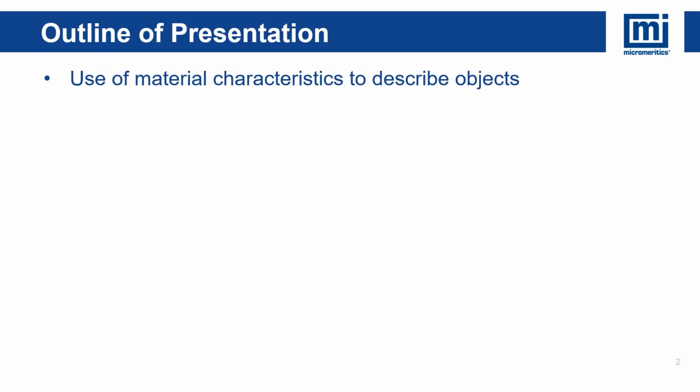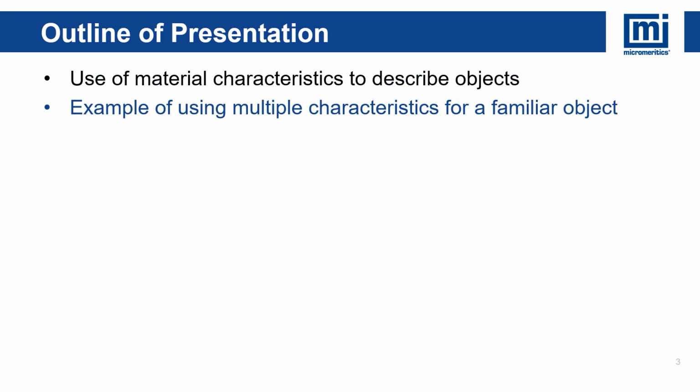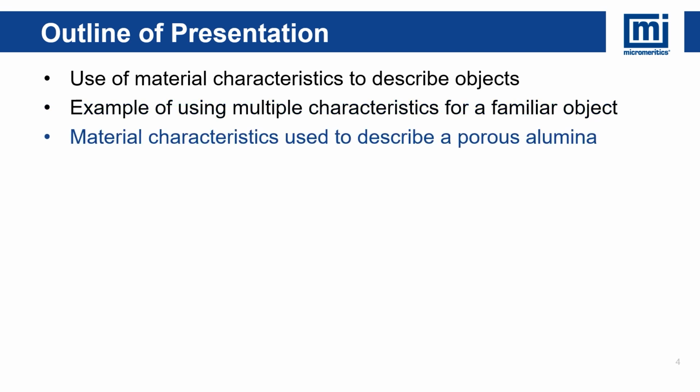First, I'd like to provide a brief outline of today's presentation. We're going to spend time talking about the use of material characteristics to describe objects. As an example, we'll provide multiple characteristics for an object that's familiar to all of us. Then we will look at various material characteristics that can be used to describe a porous alumina. This particular alumina is often used as a catalyst support, but realize that similar descriptions, similar characteristics can be applied to a variety of other porous materials as well, not just a porous alumina.